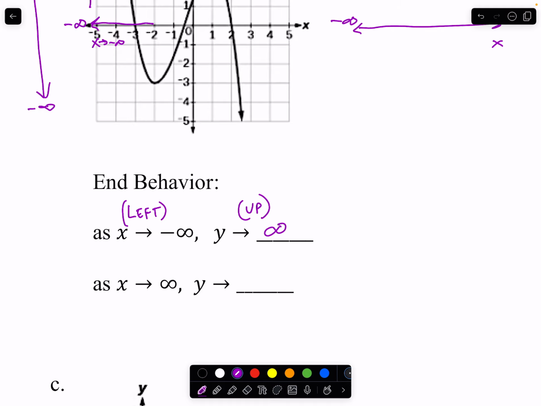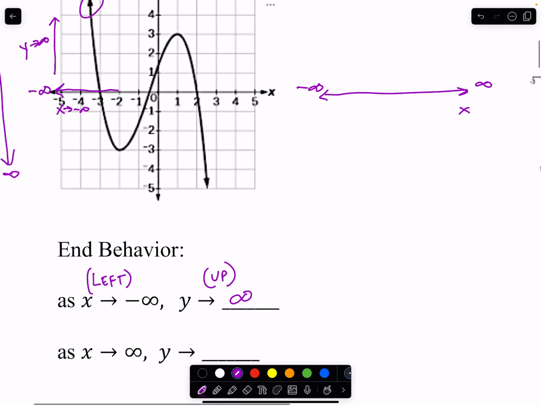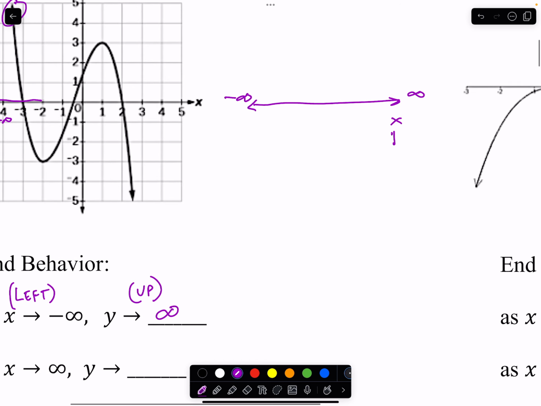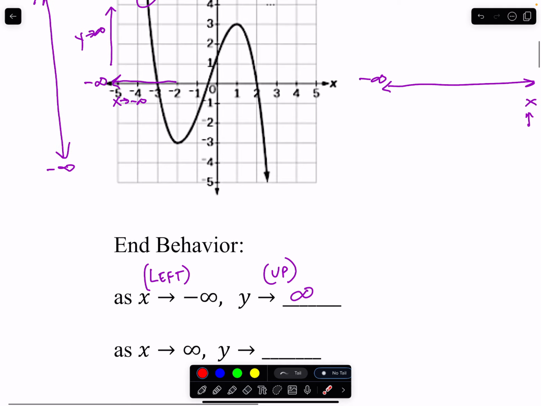So really what it comes down to is the positive or the negative, and then if you're saying x or y. If it's the x-axis, positive means to the right, negative infinity means to the left, right? So on the x-axis, positive infinity means on the right side, negative infinity means on the left side. If you're going to use the y-axis, positive infinity is up and negative infinity is down.